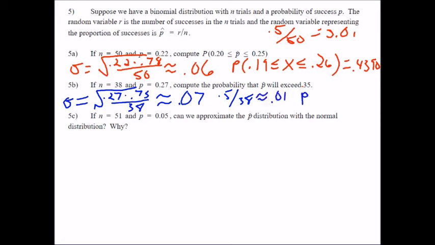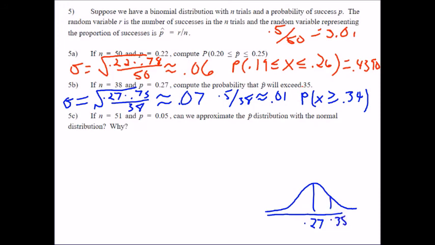So that means will exceed. So the probability that x will be greater than or equal to 0.35. Greater than or equal to means that, again, maybe we can look at a picture here. If our mu is 0.27, 0.35 would be here, and we're looking for above that. So will exceed is up. So 0.35 is the left bound, the lower bound, so we're going to subtract that 0.01.